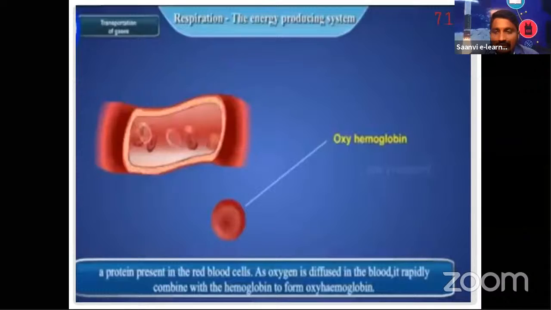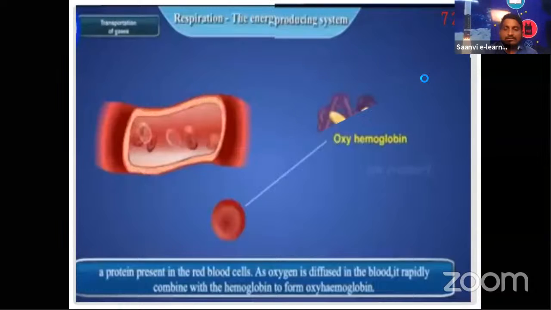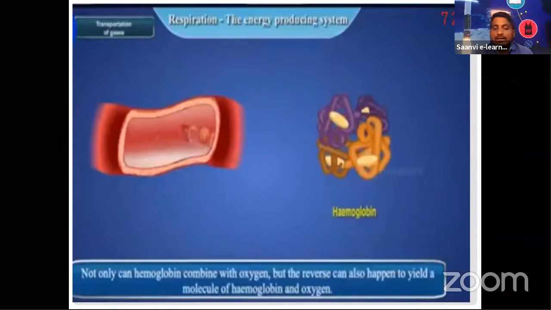See, oxyhemoglobin. Look at the screen. Hemoglobin plus oxygen gives oxyhemoglobin. Not only can hemoglobin combine with oxygen, children, but the reverse can also happen, to yield a molecule of hemoglobin and oxygen.